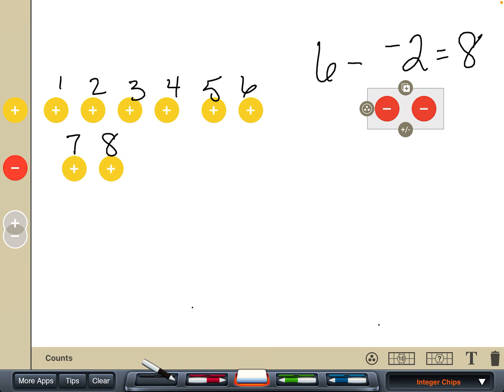All right, let's try another one with some negatives. Okay, so let's say that we have 4 negatives.